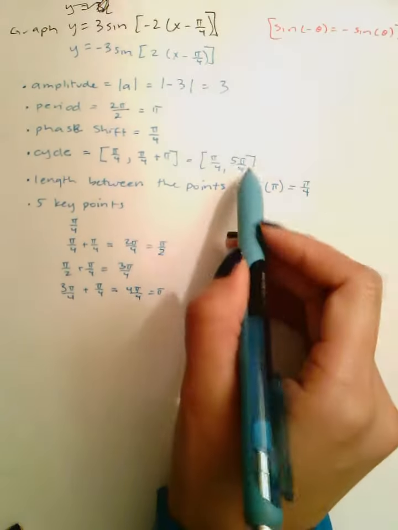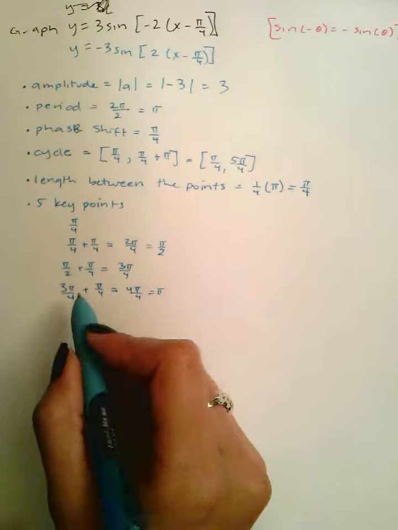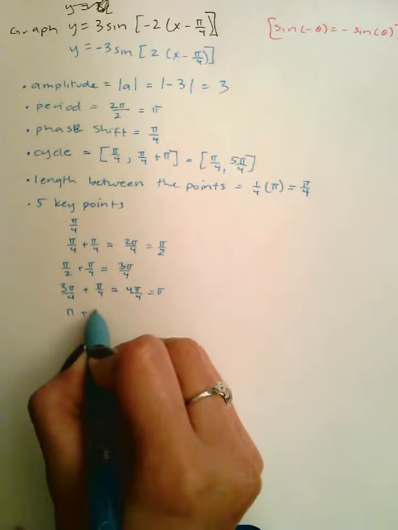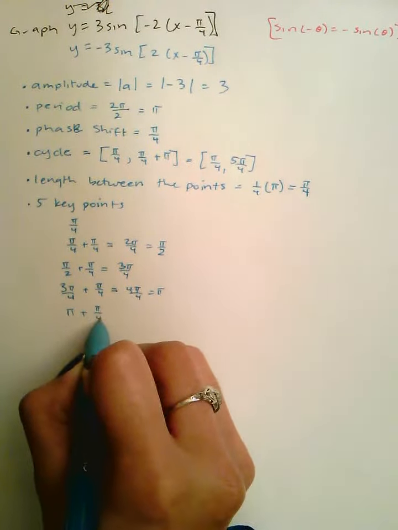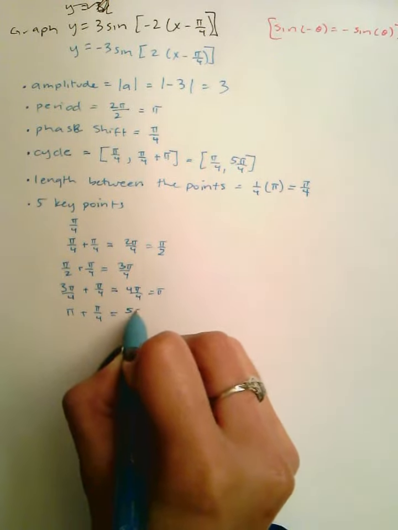And the last one is going to be the last one in the cycle. So we're going to take pi and add the length between the points, so pi over 4. That's equal to 5 pi over 4.